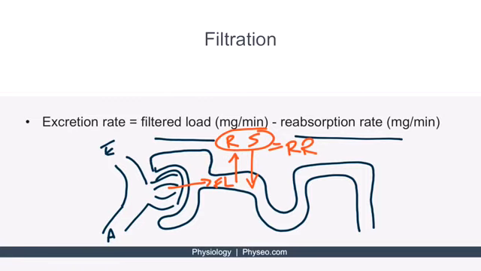Finally, the amount that is ultimately lost in the form of urine is called excretion. So you can see that the excretion rate is simply the amount of substance that is filtered after accounting for the amount that was secreted and reabsorbed. Okay, let's do an example.